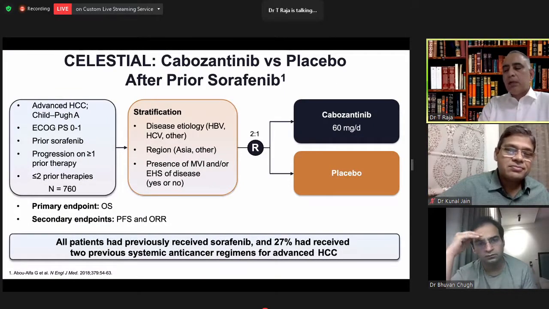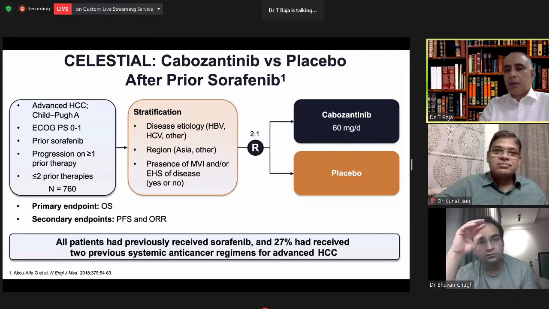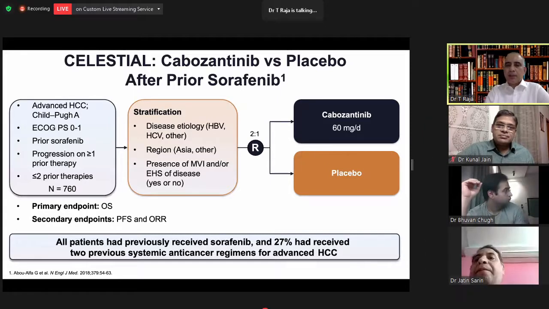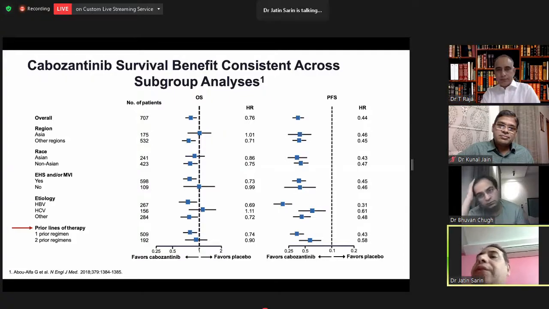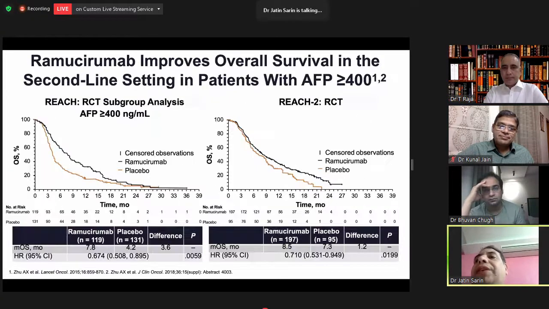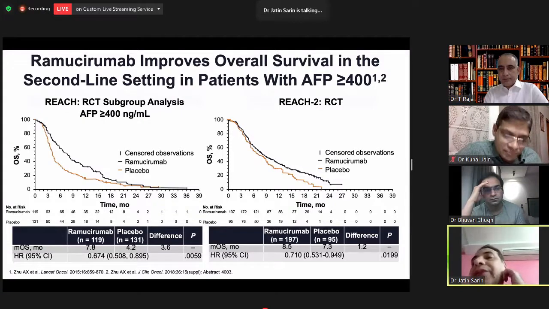So, Dr. Jatin, what about cabozantinib? Do you have any experience with cabozantinib in the second line setting? No, sir, I don't have any experience, but I agree with my previous speaker.